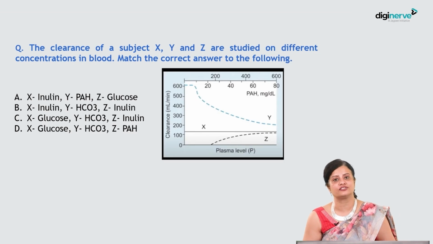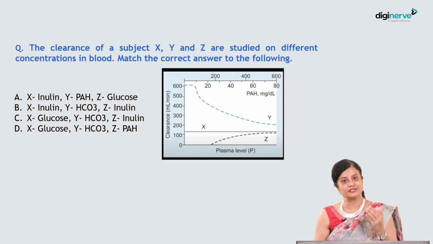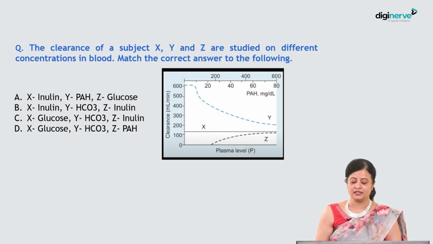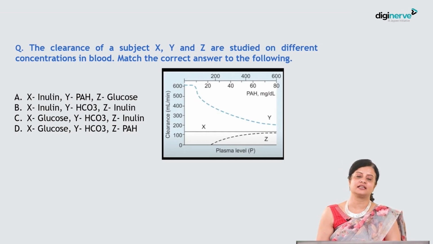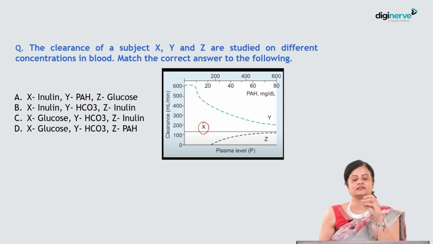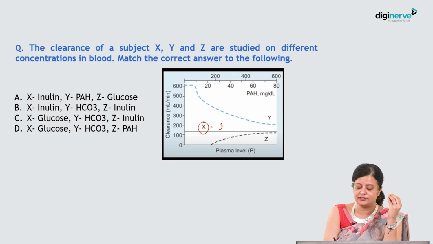Actually, this graph pertains to the plasma clearance of three substances in the urine. So here the plasma levels of the three substances, which are named X, Y and Z, are shown, and their clearance is also plotted against this. So we have three substances. One is X. Here X is the standard substance which is freely filtered in the first pass itself from the kidney. So this X is inulin.